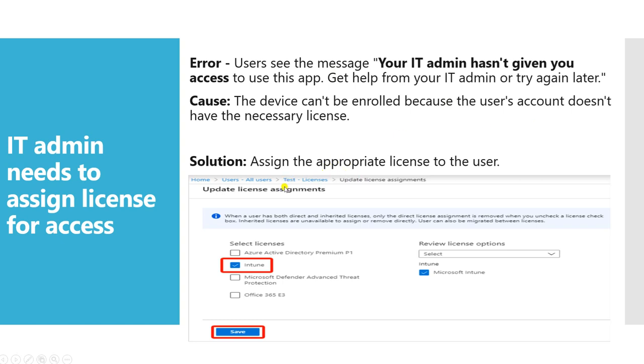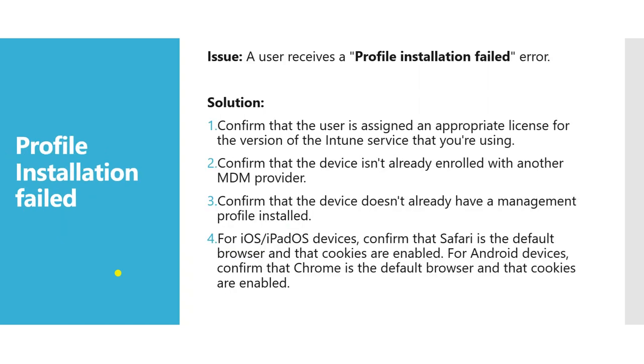You need to go to the Azure AD or the Intune portal, go to that user, go to the properties, and then go to the license, and then you can select Intune. Either you can select Intune, or if you have the E5 or E3 license, you can go inside that and select Intune. So that's how you can resolve this error. Let me move on to the next error now.